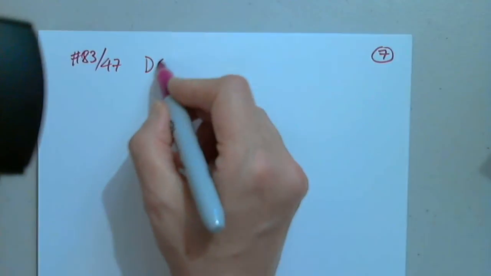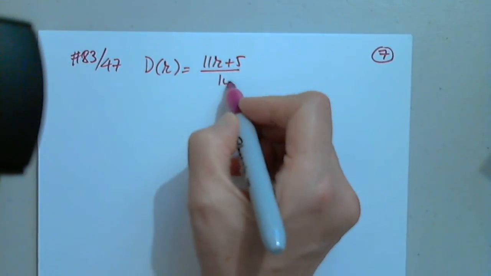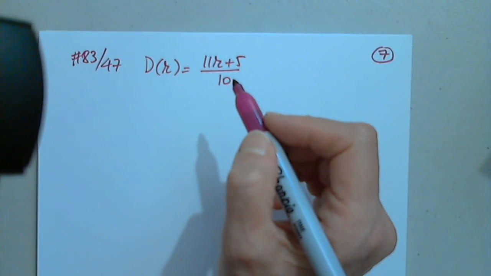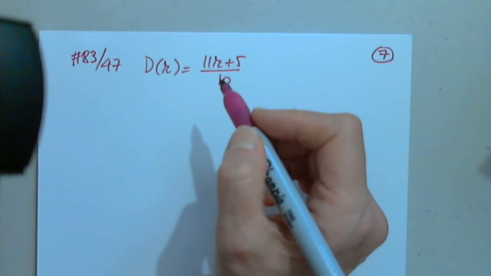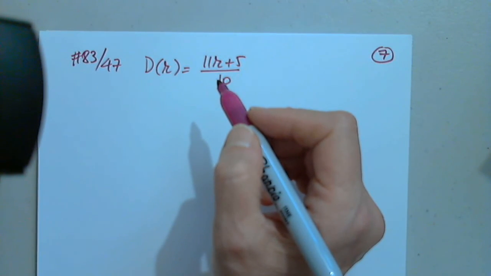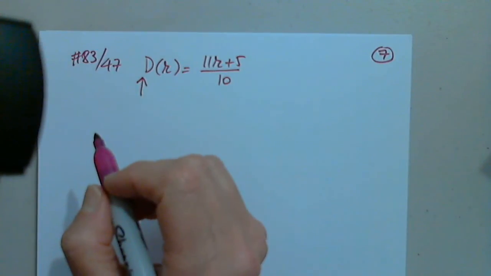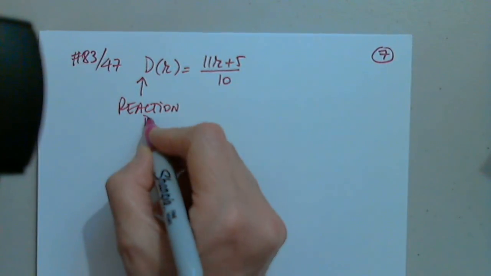I know I'm still on the shared screen, but let me just copy. So d of r equals 11r plus 5 divided by 10. And it says while driving a car, you see a child suddenly. Your brain registers the emergency and sends a signal. Yes, we really hope so. The car travels a reaction distance. D, I take notes. Reaction distance.